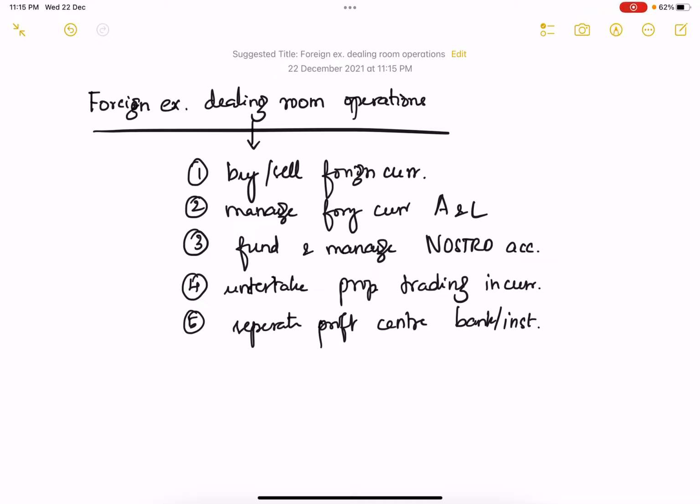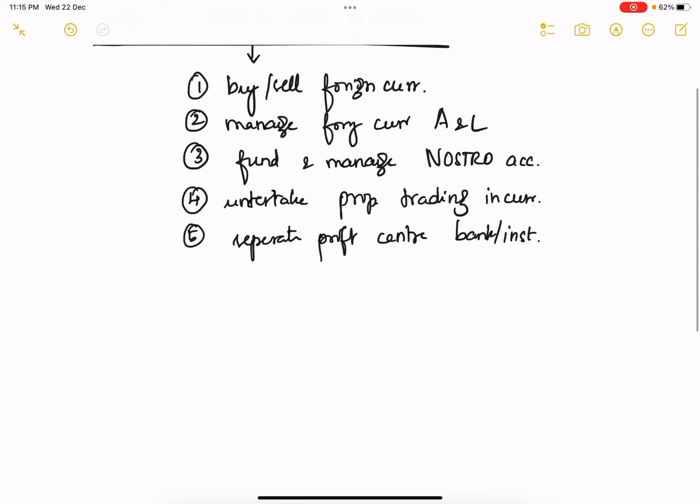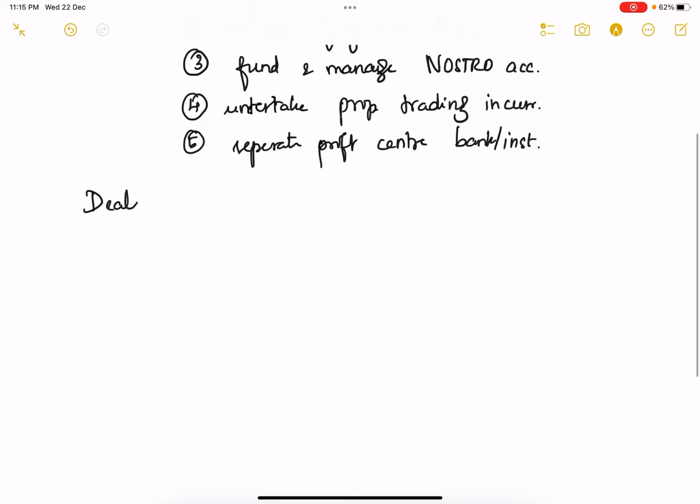So therefore, foreign exchange dealing room operations act as a helper for us if we are dealing with foreign currencies in the trading market, and it acts as a profit center for the banks dealing with foreign currencies. So who are the persons who work in the dealing room? They are known as dealers.